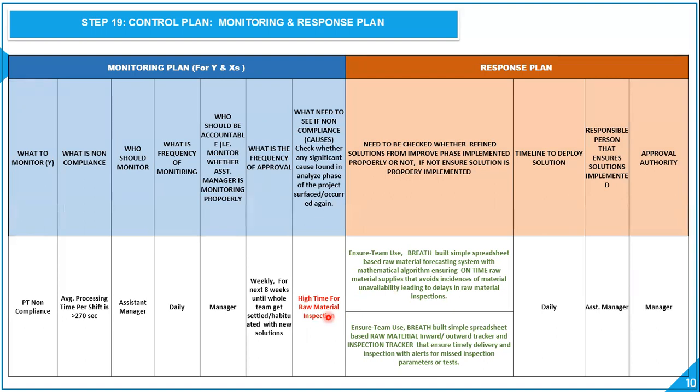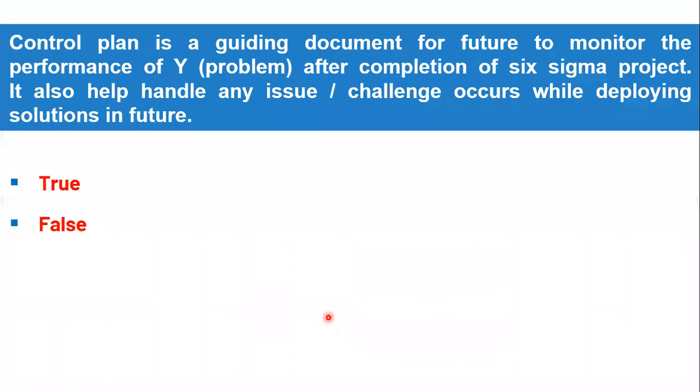And who will ensure it? Supervisor. Who will ensure the supervisor will follow it? Assistant manager. And who is accountable and ensures that the assistant manager follows the job properly, in other words, the assistant manager monitors PT non-compliance properly? Manager. So this is the connect. This is the connection between what needs to be done and whether the team is doing it properly or not. So that's the control plan. Let's go to next slide.